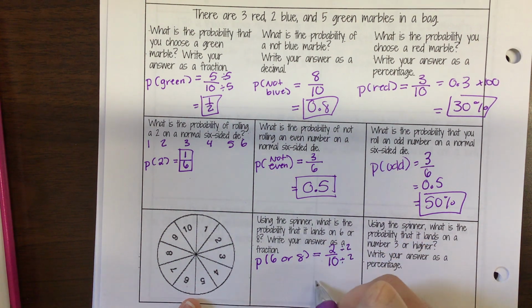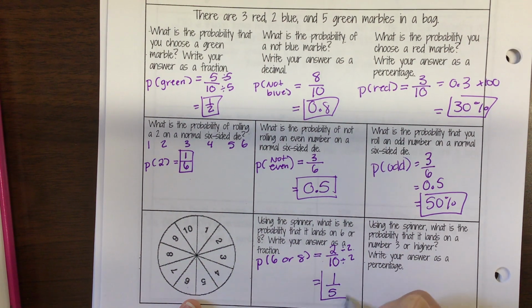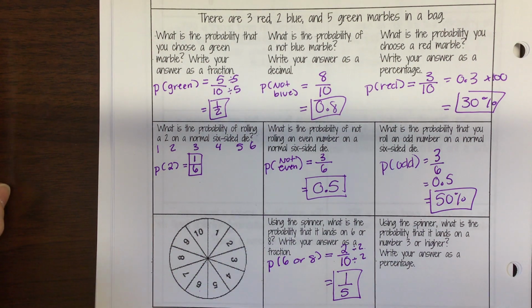We're going to reduce these by 2. 2 divided by 2 is 1. 10 divided by 2 is 5. So a 1 in 5 chance that it will land on either 6 or 8.